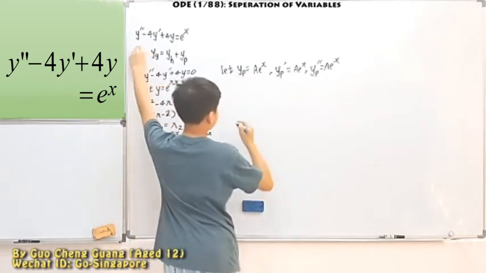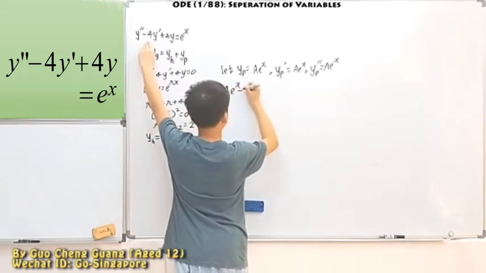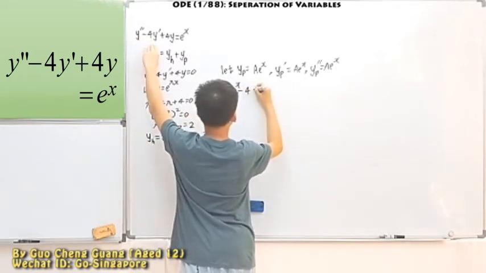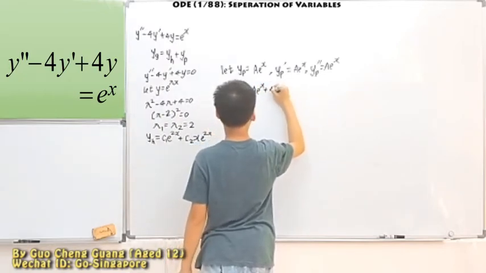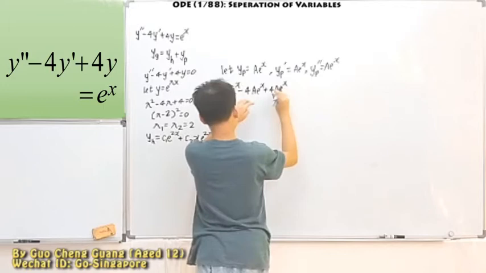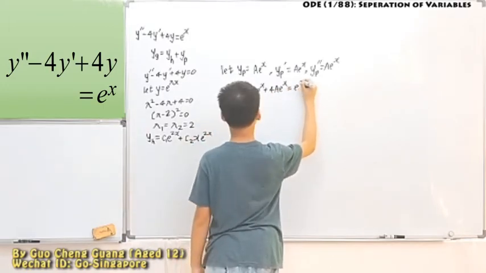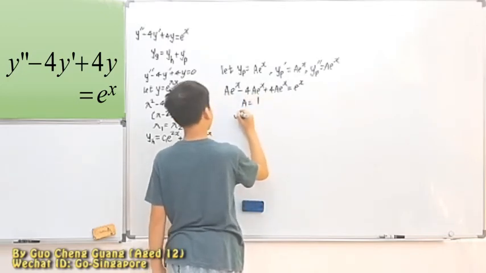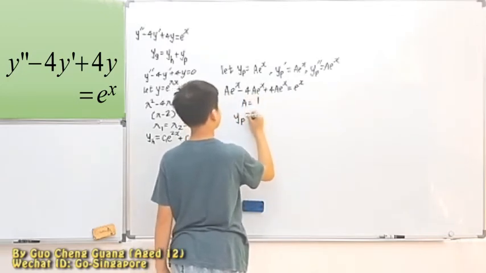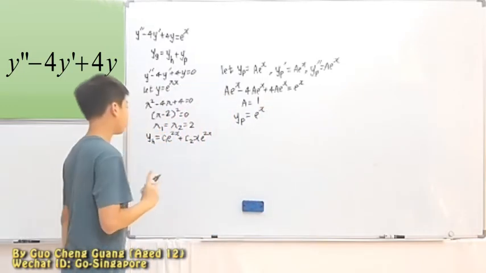So at this part, that means, okay, let me just write everything out. But wait a second, these two parts just cancel out. That means a is just 1. And then yp is e to the power of x.